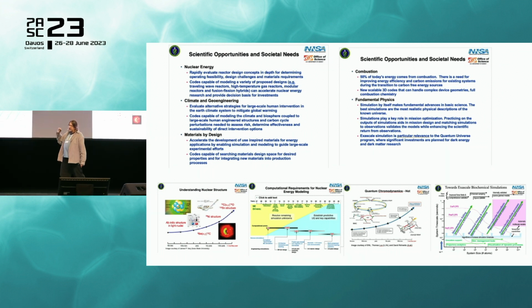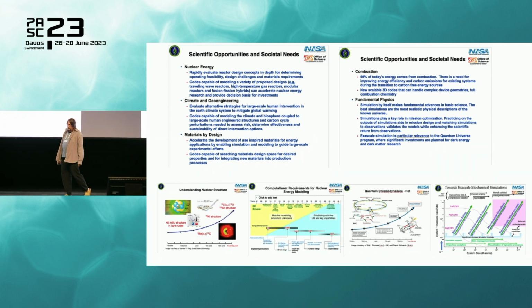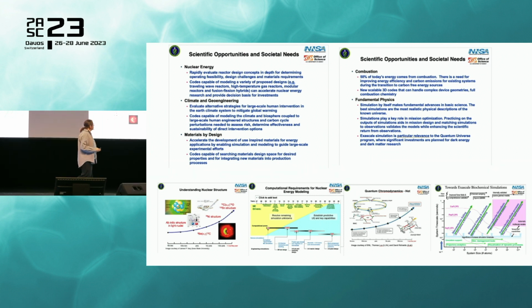Combustion was interesting here. At the time, of course, this was before any successful electric vehicles. The thinking was that a huge amount of the energy supply comes from burning stuff, and we better get really good at doing that to minimize impact.